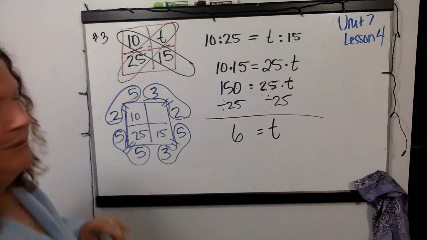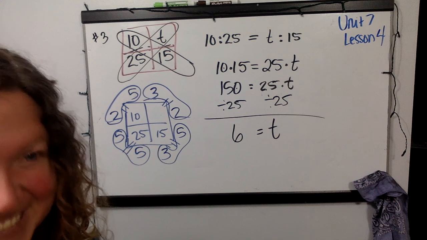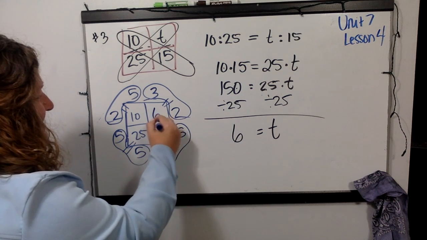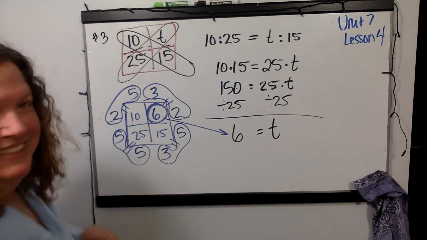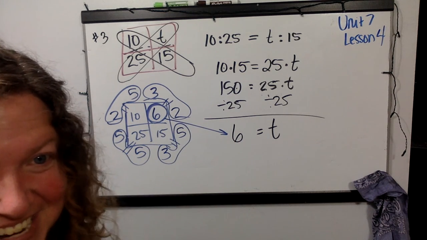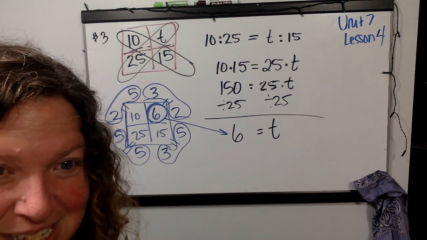3 times 2 gives us that answer. Look at that, 6. It worked. That's kind of neat, isn't it? So it gives you 2 different ways to solve it.